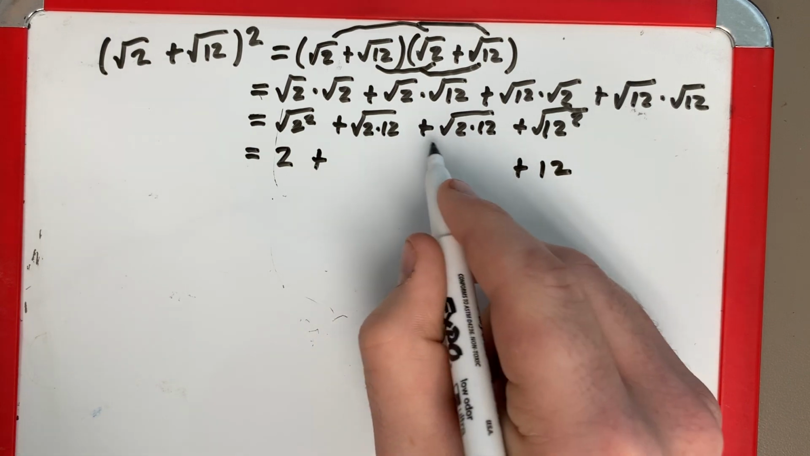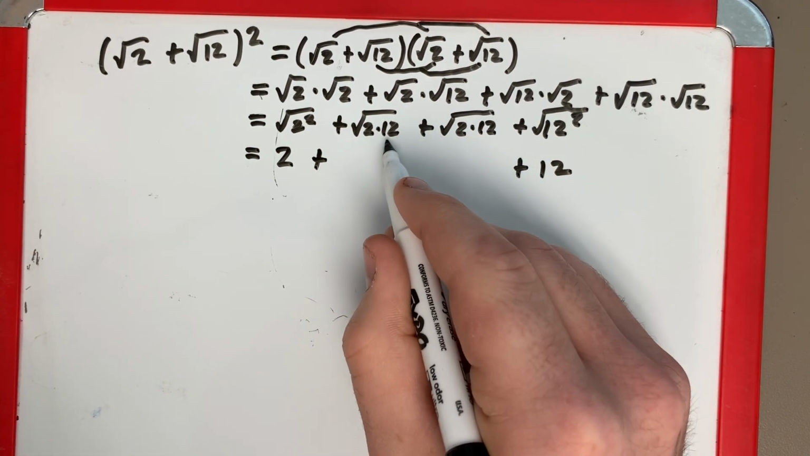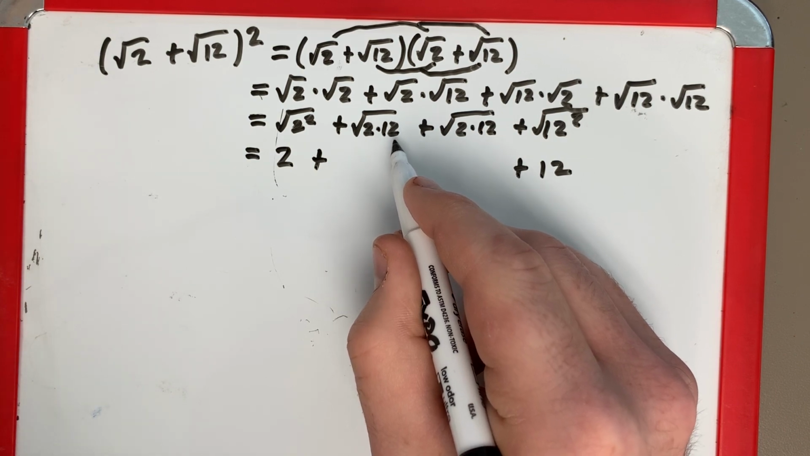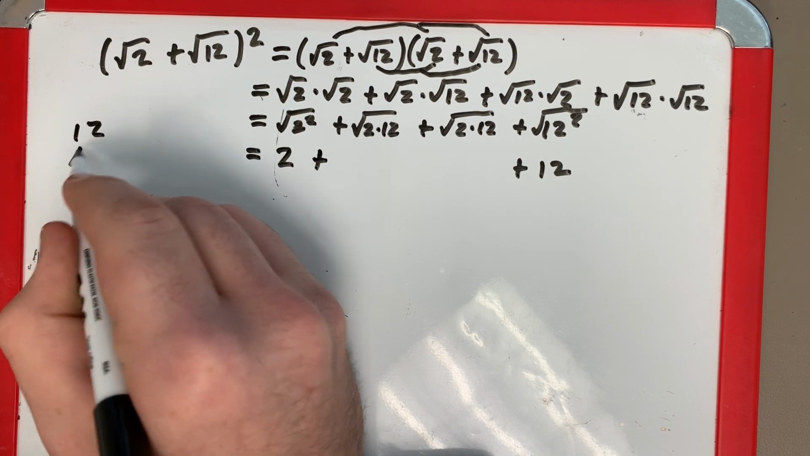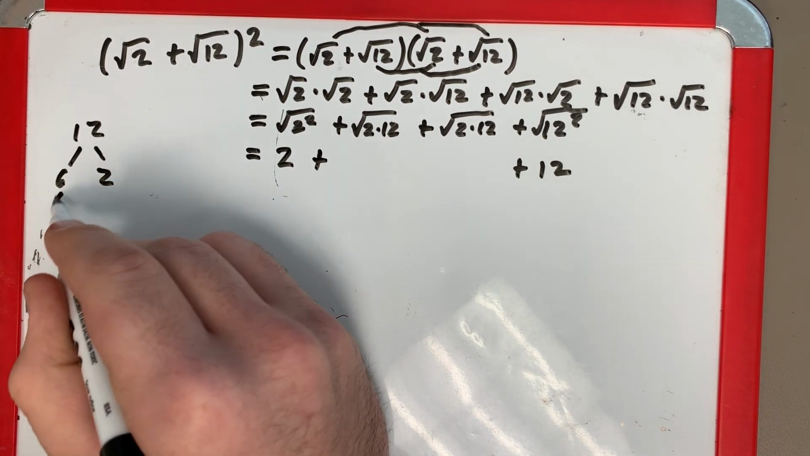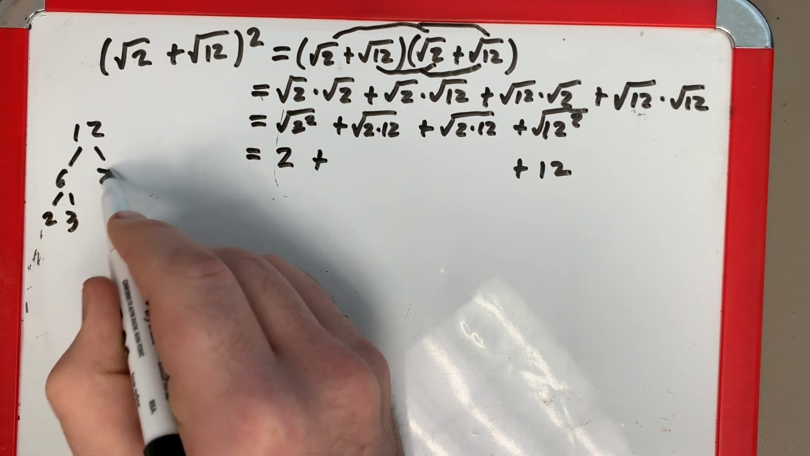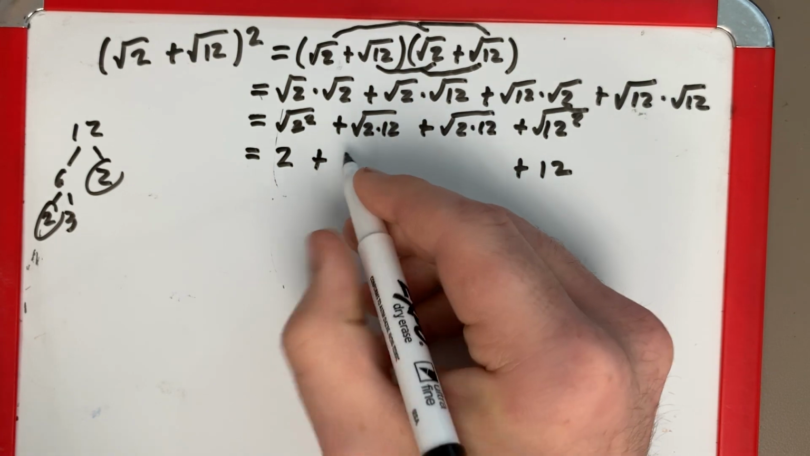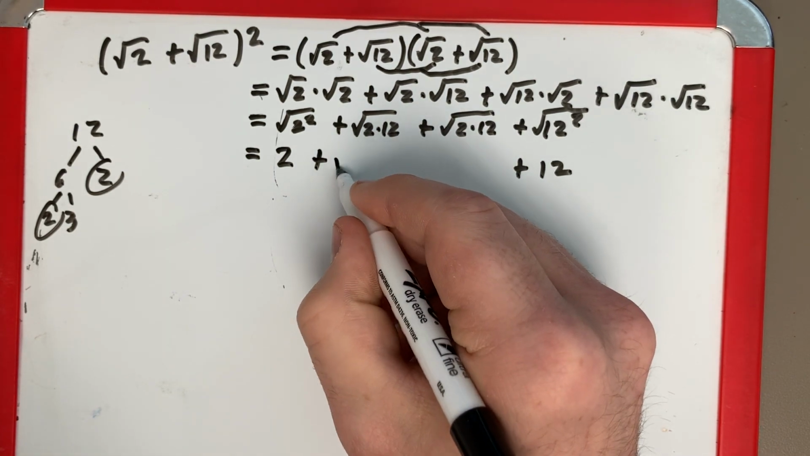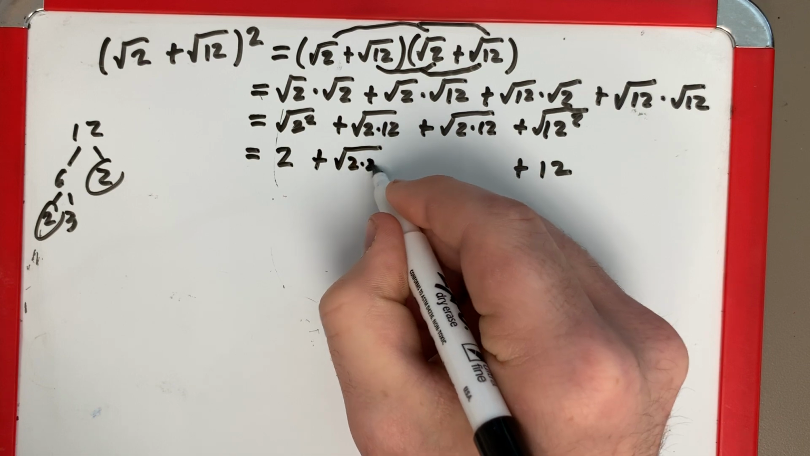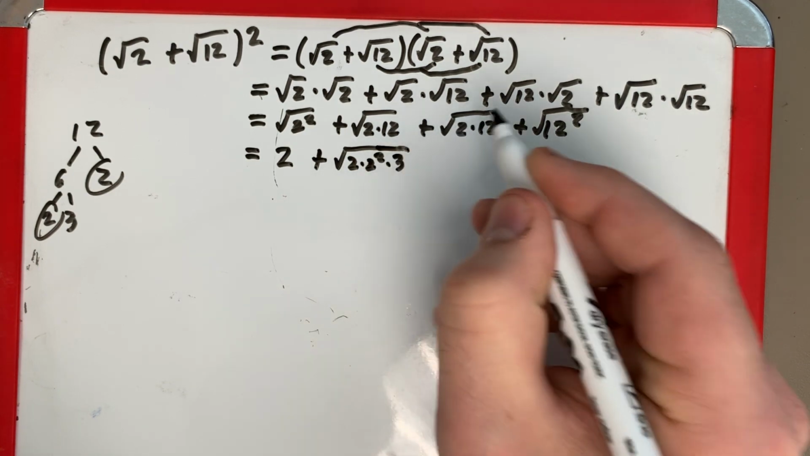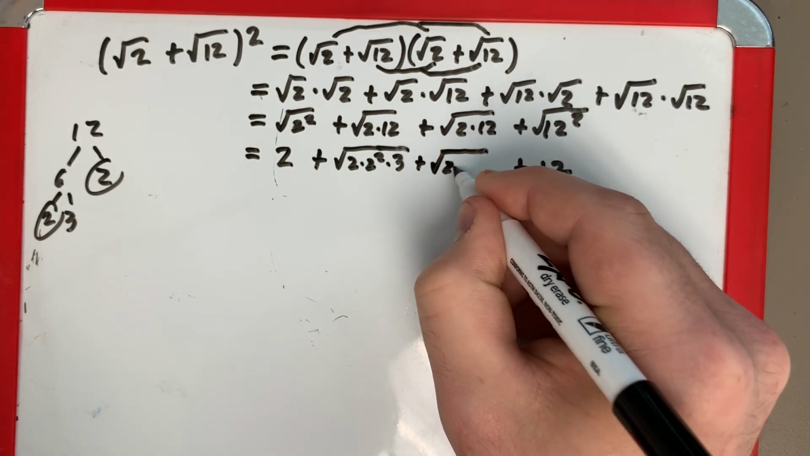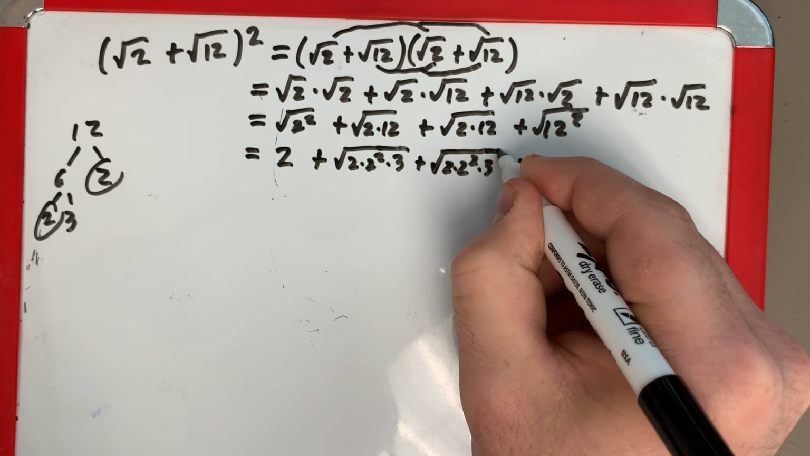All right, now these guys, I have 2 of the same thing, and 12, thankfully, breaks down. So we can actually use a factor tree here in this case. 12 breaks down into 6 and 2, and 6 breaks down into 2 times 3. So we have a pair of 2's here that we can use. And that's really helpful because now if I rewrite this, I have 2 times 2 squared times 3 plus the same thing over here because it's the same. So we have 2 times 2 squared times 3.